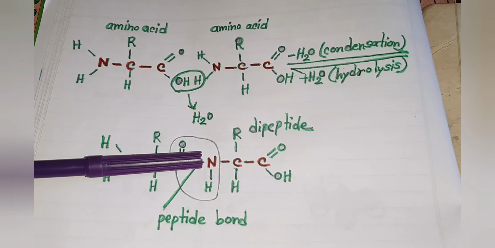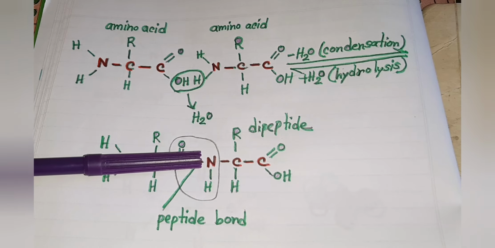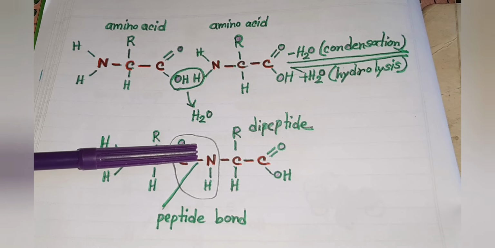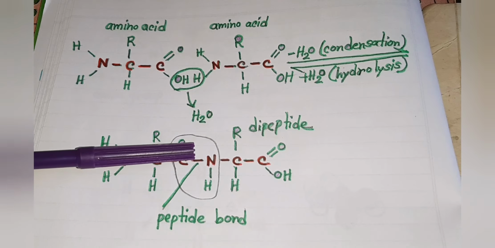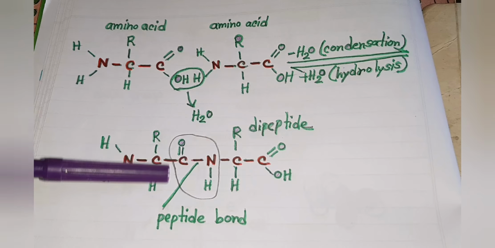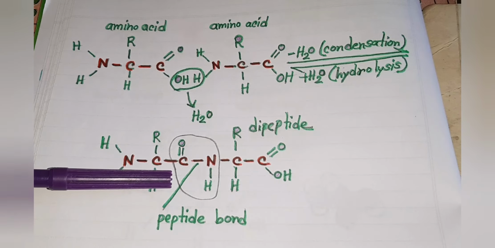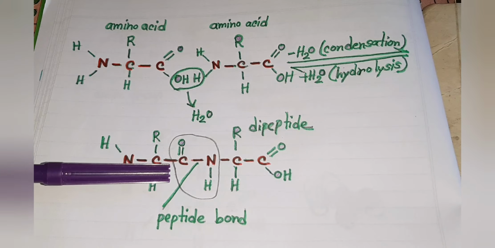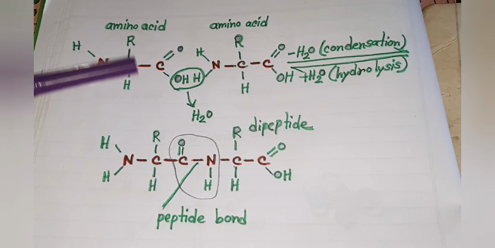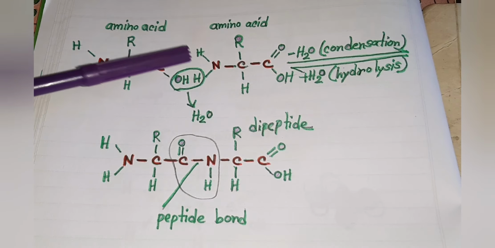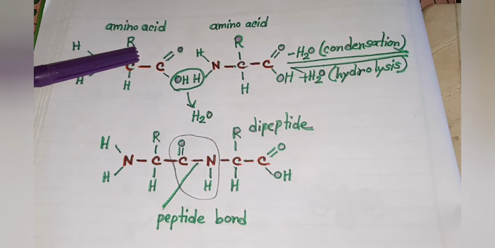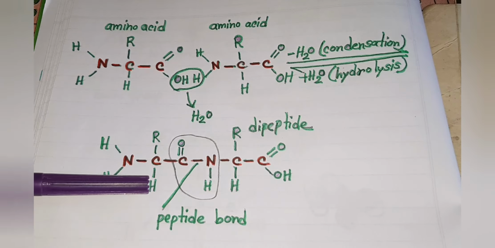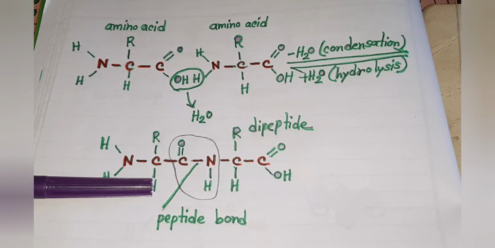This is a nitrogen atom. So this leaves the carbon atom of the first amino acid free to bond with the nitrogen atom of the second. This link is called a peptide bond. Oxygen and 2 hydrogen atoms are removed from the amino acids. Here is the oxygen and 2 hydrogen, that is H2O, that is removed from the amino acids. So it produces a dipeptide.